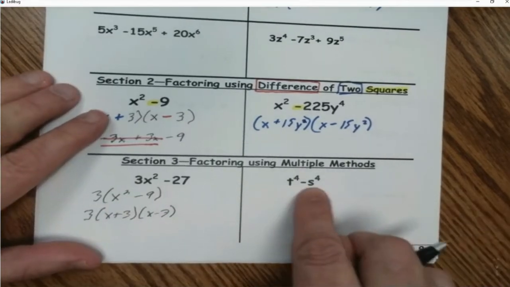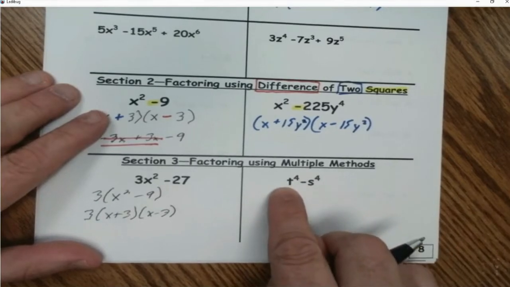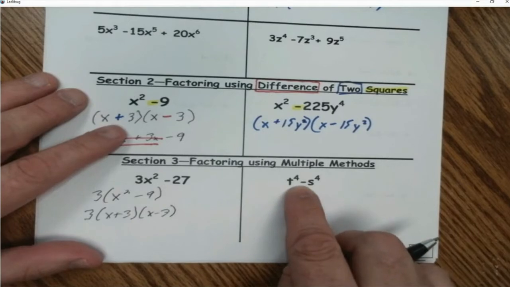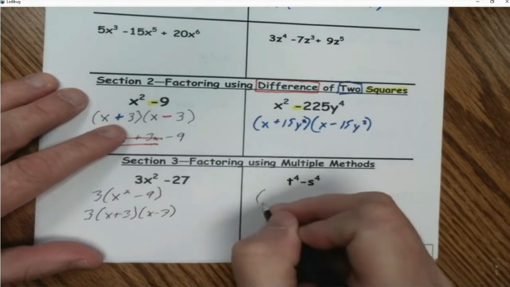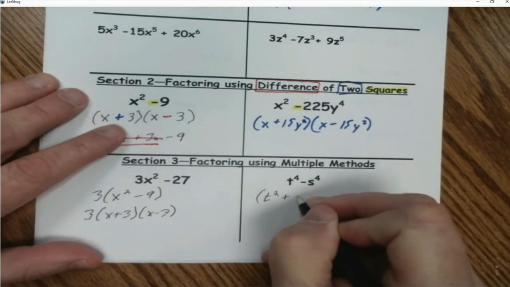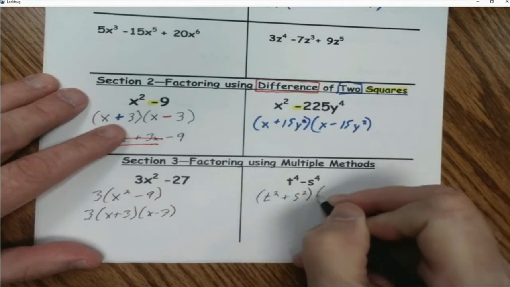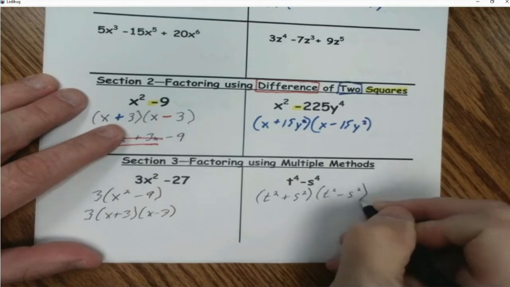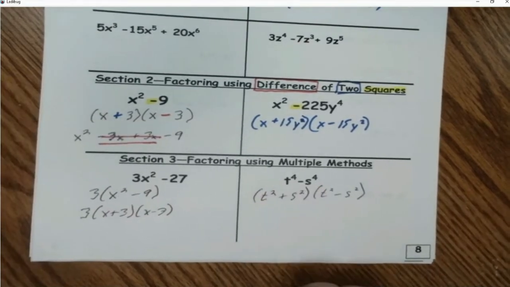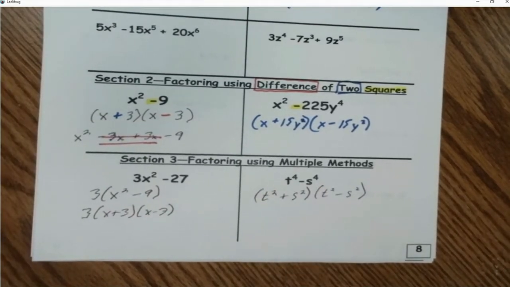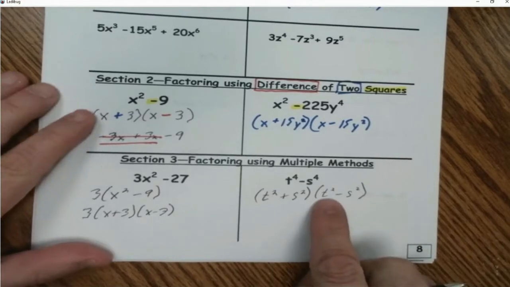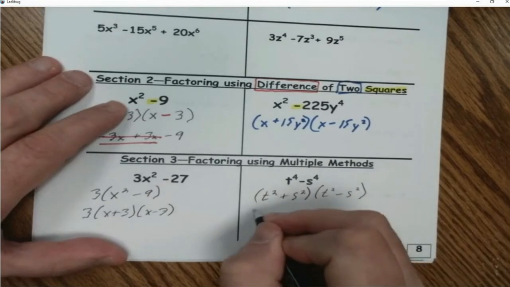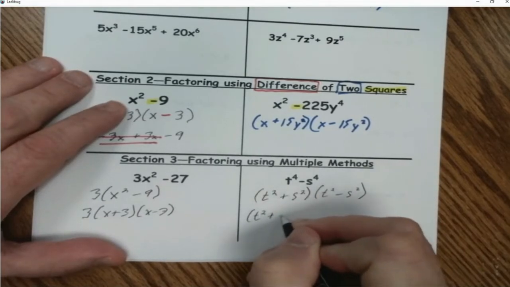This is the difference of two squares, right? Because t squared times t squared is t to the fourth. S squared times s squared is s to the fourth. It's the difference. There's only two terms. So we know we can say t squared plus s squared and t squared minus s squared will be the difference of two squares. I might look at that and say, okay, we're done with that one, but we're not, because look, this is the difference of two squares. So it factors further.